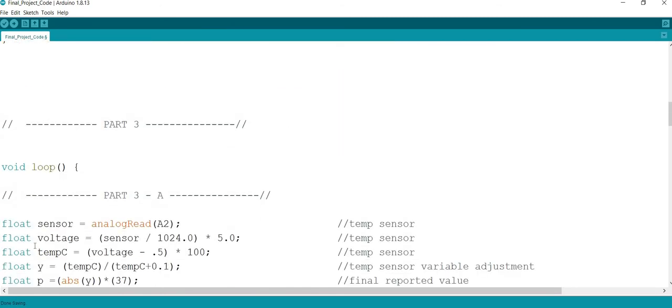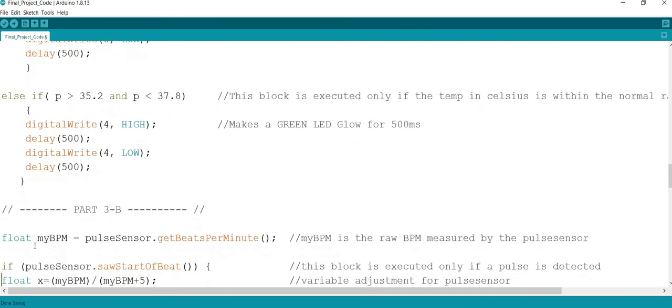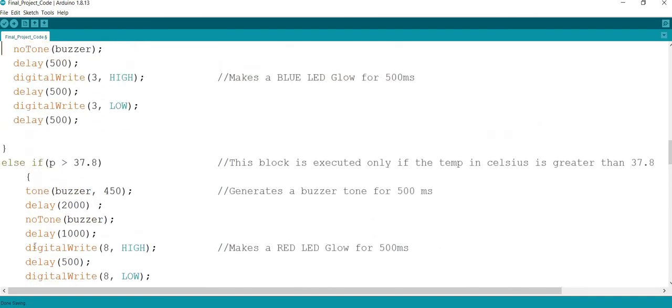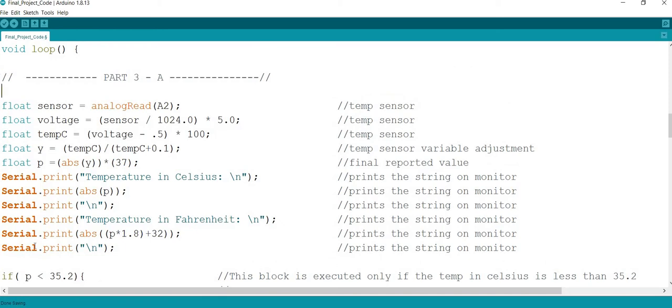Now comes the loop, and this is where the actual work goes on. So part 3 has been divided into two parts since we're using two sensors. The first part is for the temperature sensor, the next part is for the heartbeat sensor. So for the temperature sensor, these commands are for the temperature sensor.